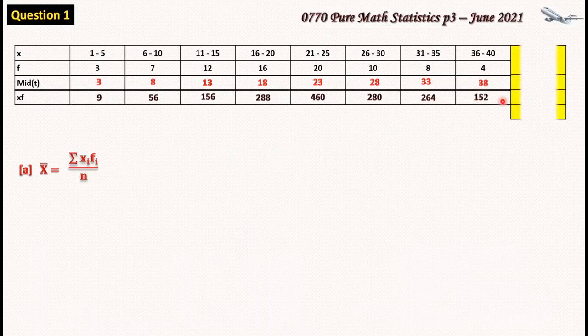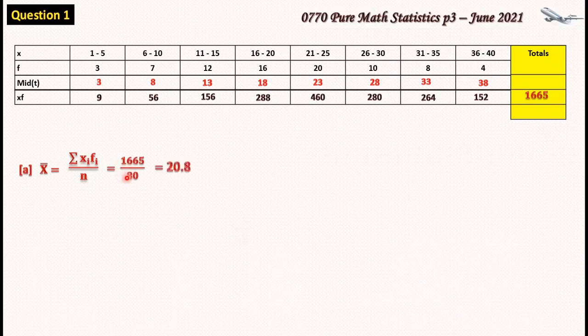So if you sum all of these, we are going to have 1,665. Substituting this in the formula, we'll have 1,665 on 80, because there are 80 customers, as we are told in the question. And this gives us 20.813 minutes. And the answer is supposed to be to 3 decimal places.